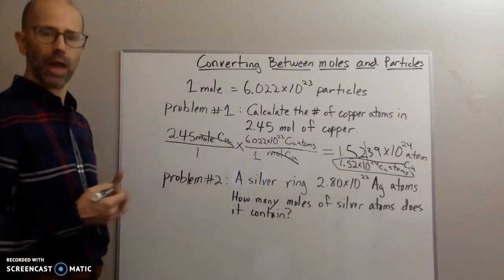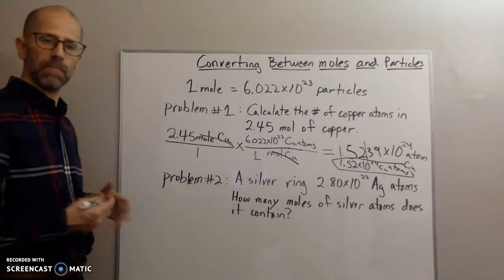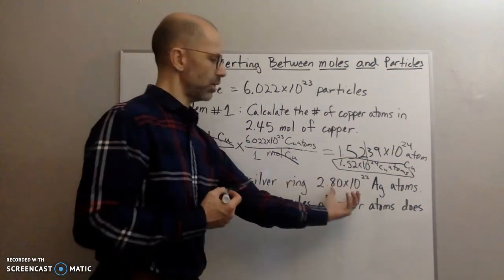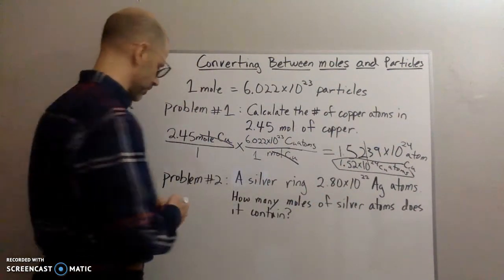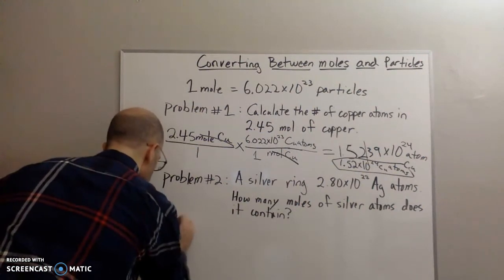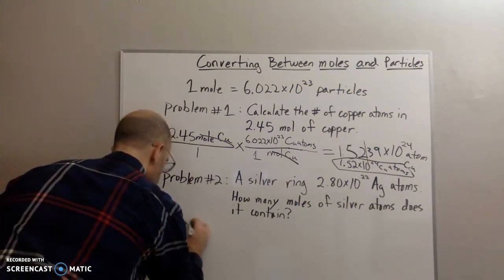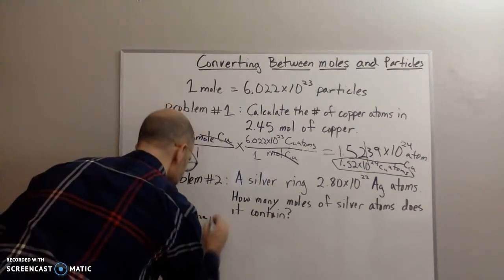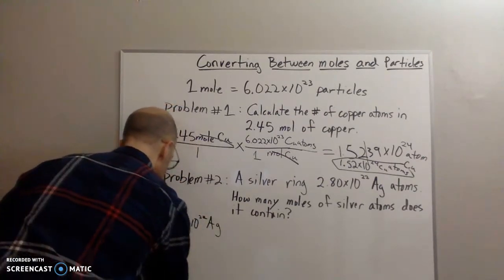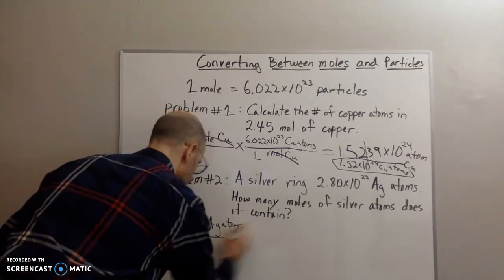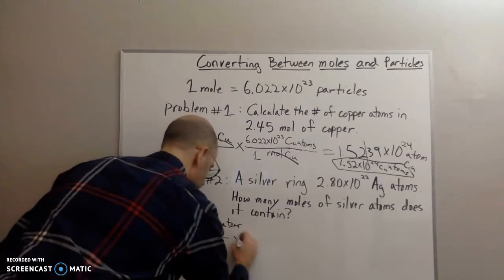So I set up the problem the same way I did before. So I start with the beginning. The beginning is the number of silver atoms they gave me. So I start with the number of silver atoms, 2.80 times 10 to the 22nd silver atoms. I put that over 1.